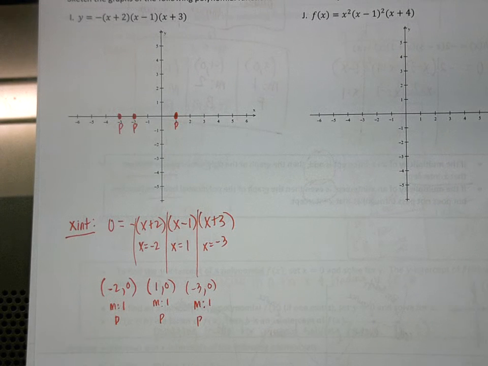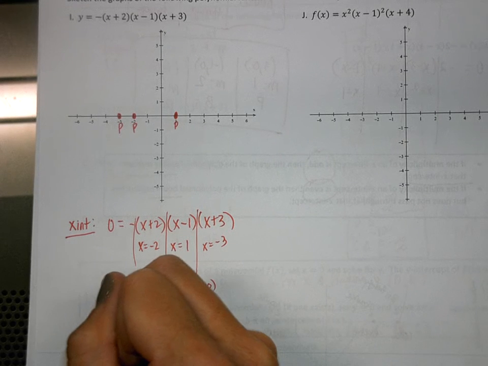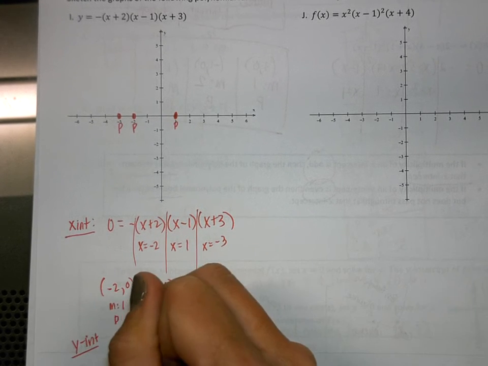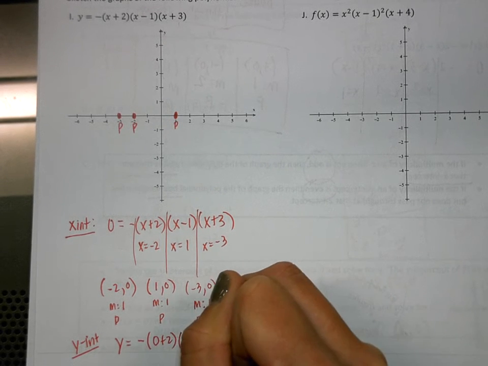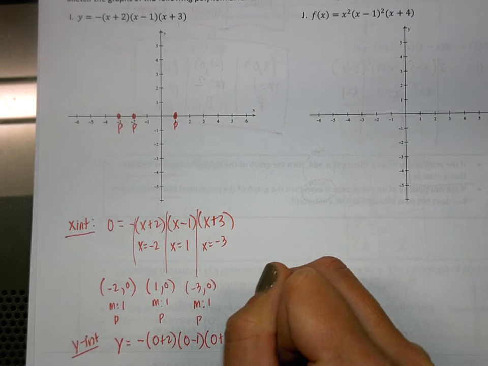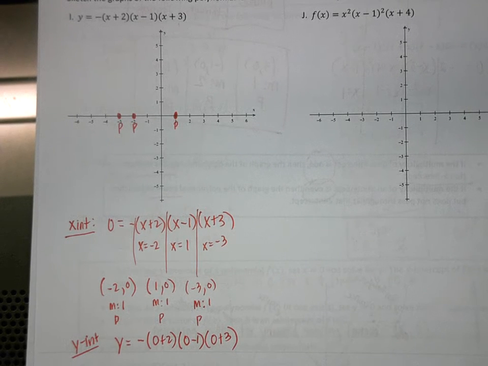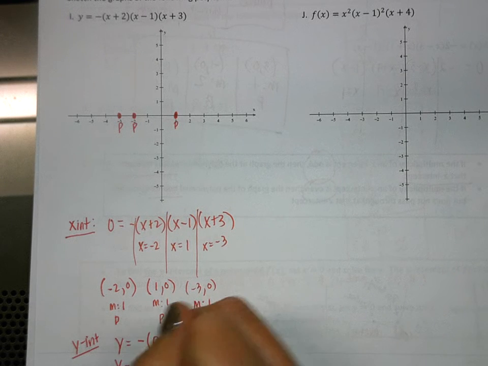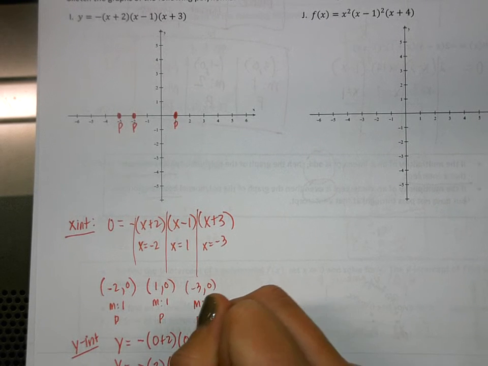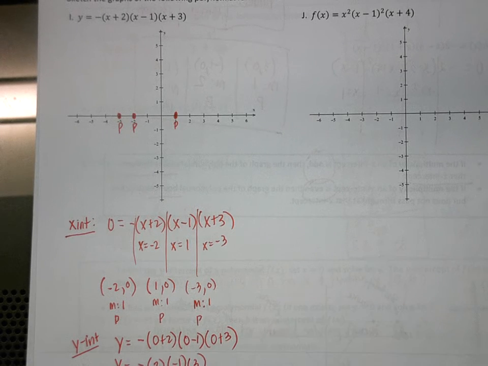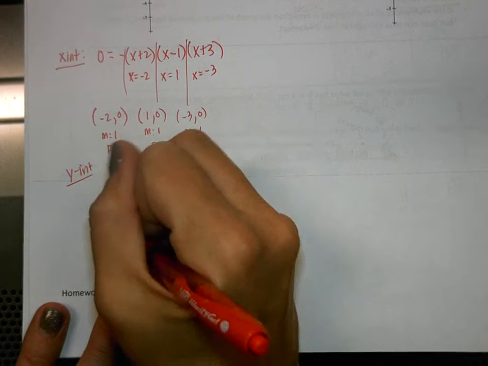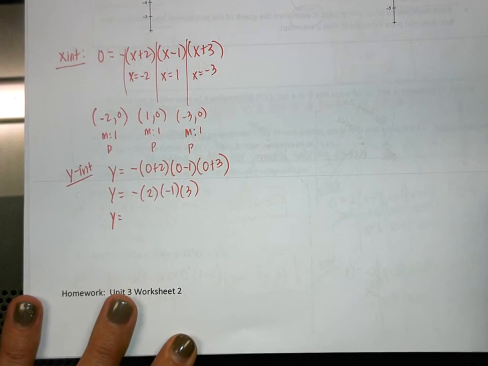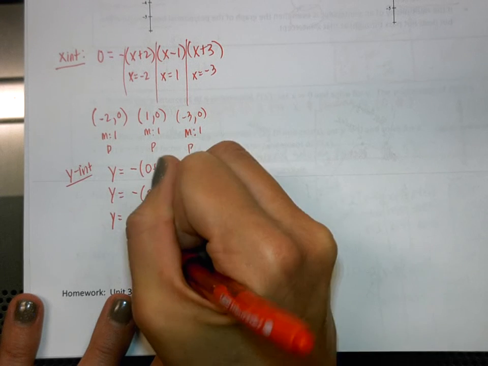Okay? The next thing we need is our y-intercept. And to find our y-intercept, what did we do? Very good. Plug in 0 for x. So I have y equals -(0 + 2)(0 - 1)(0 + 3). Okay. So y equals -2 times -1 times 3. And when we multiply all that out, we get y equals what? 6. So that ordered pair is 0, 6.